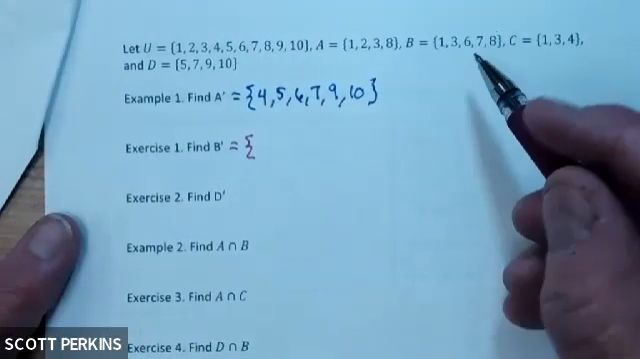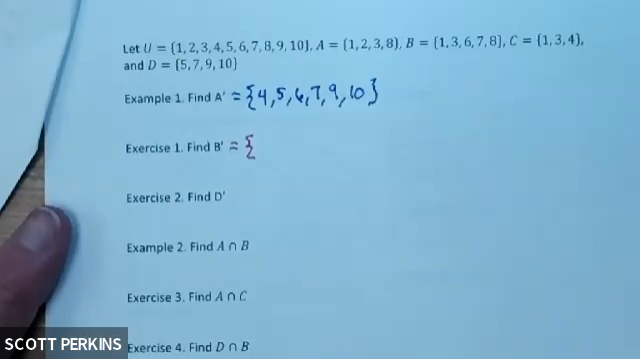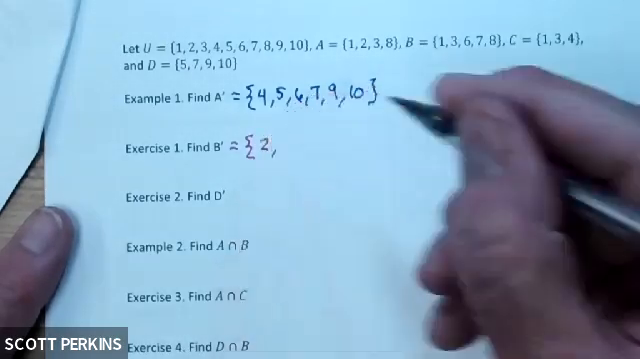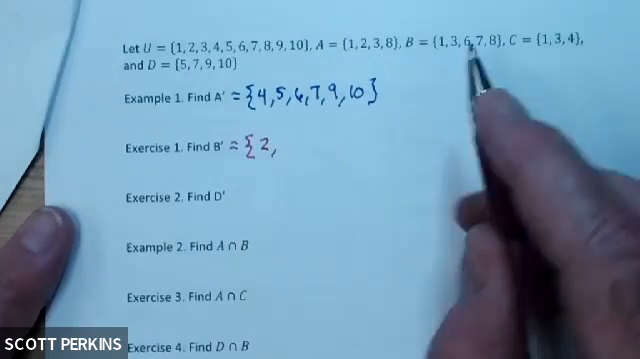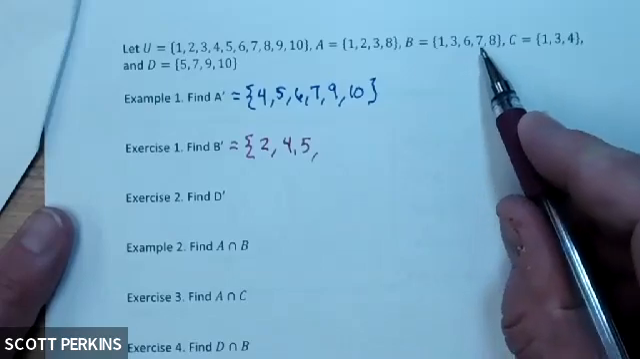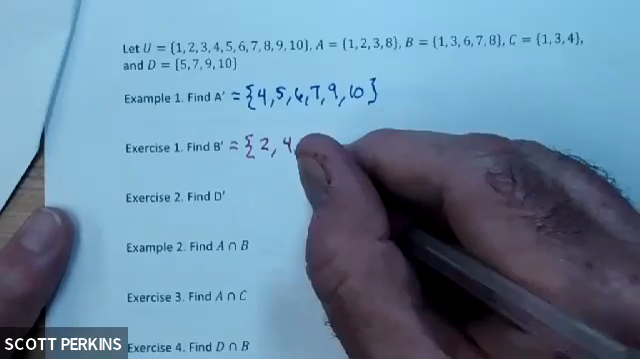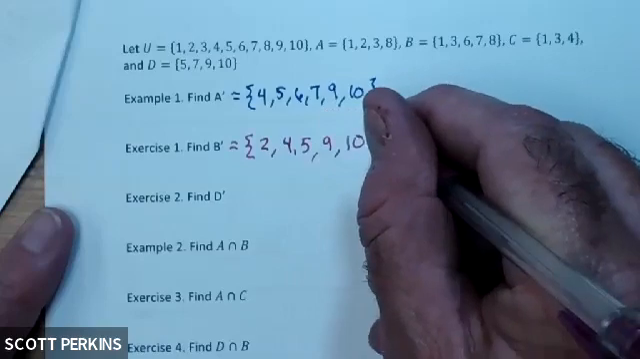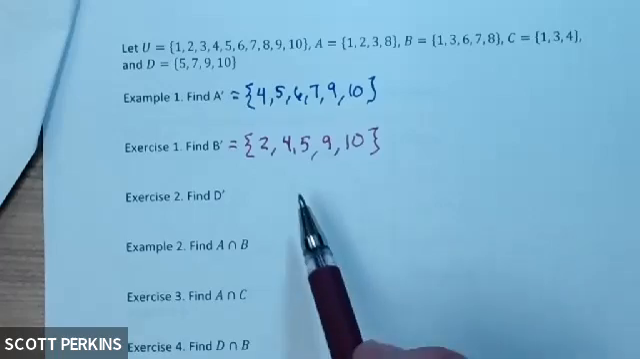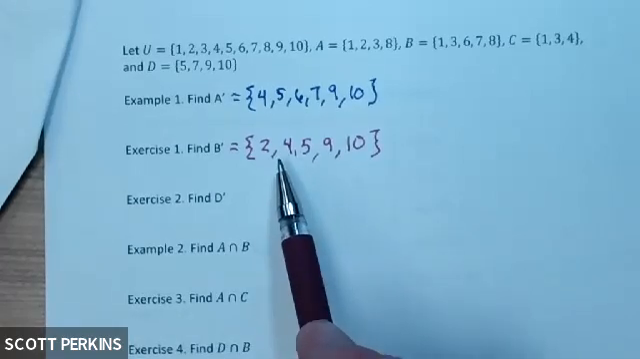All right, set B up at the top is 1, 3, 6, 7, 8. So the complement is going to be everything in the universe that's not one of those. So 1 is not going to be in the complement, but 2 will be. 3 is in the set. So then 4 and 5 are the next ones in the complement. 6, 7, 8 are all in the set. And then 9 and 10. So we should all be looking at 2, 4, 5, 9, 10. Does anyone have something different in your B complement and you don't understand why I don't have it?